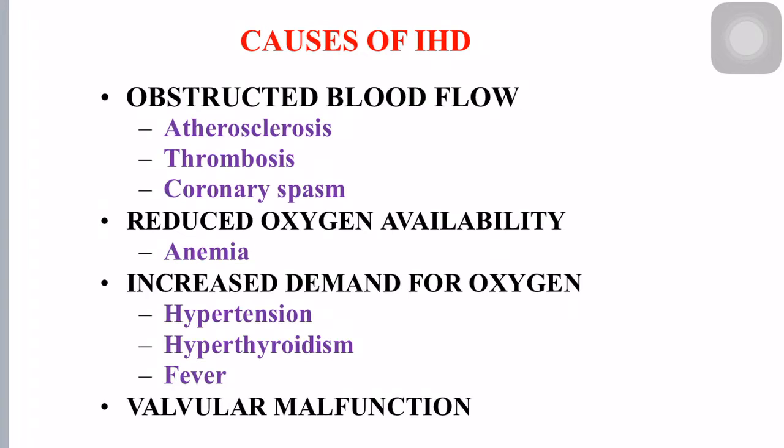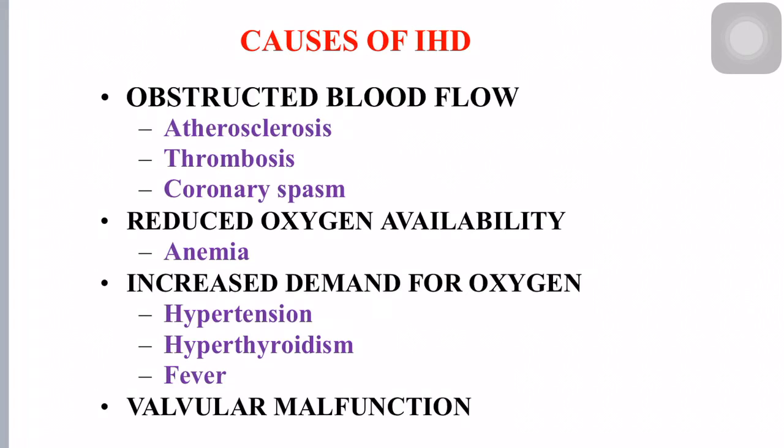Then coming on to causes of ischemic heart disease. The ischemic heart disease occurs due to either obstructed blood flow, or when there is reduced oxygen availability to the tissues, or when there is increased demand for oxygen, or in case of valvular malfunction. But the most important cause will be obstructed blood flow to the target tissue. And in that too, the most common cause for ischemic heart disease is atherosclerosis and its secondary changes like fissure, ulceration, and hemorrhage. And next, it can occur as a result of thrombosis and coronary spasm.